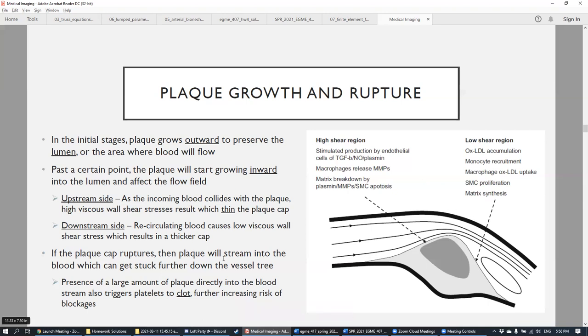And of course, just like we talked about before, if this cap ruptures and the fatty deposits start to spill out into your bloodstream, that's very, very bad, because that can trigger a lot of bad things in your blood vessels. It can trigger clotting from the platelets, and it can sometimes cause complete blockages to key areas. That leads to heart attacks and strokes.